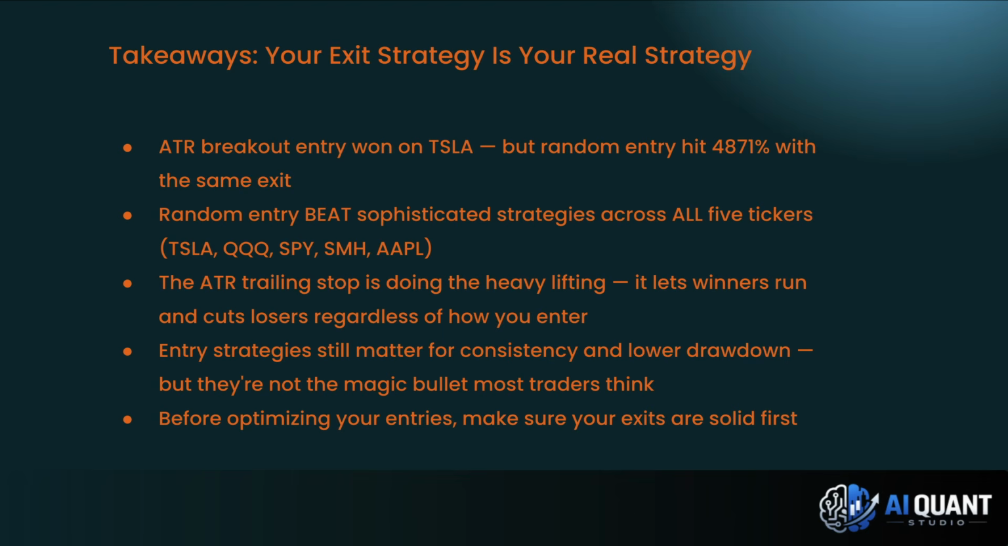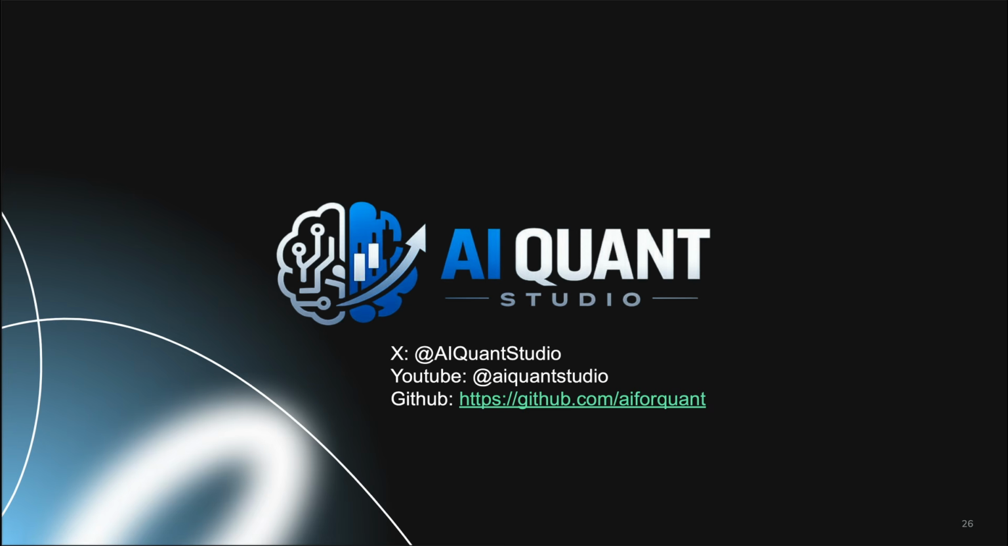Try these strategies on your own tickers. I tested Tesla, QQQ, SPY, SMH, and Apple. You might find different results on different assets. Drop what you find in the comments.